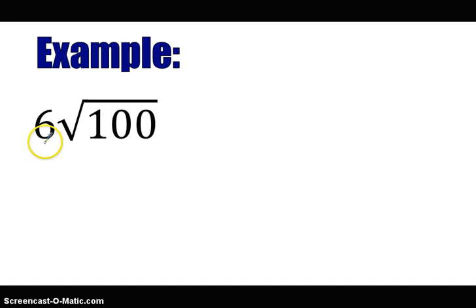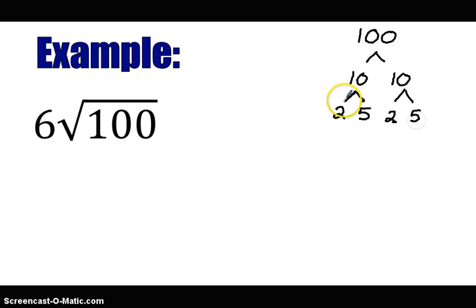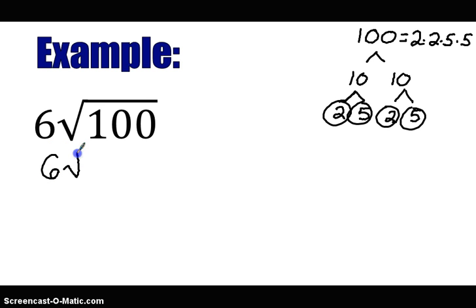Let's now simplify 6 times the square root of 100. First step, rewrite the radicand as its prime factorization. 100 is the same as 10 times 10. 10 times 10 is 2 times 5, and 2 times 5, which are all prime numbers. So 100 is the same as 2 times 2 times 5 times 5. Rewrite the radicand as the prime factorization: 6 times 2 times 2 times 5 times 5.